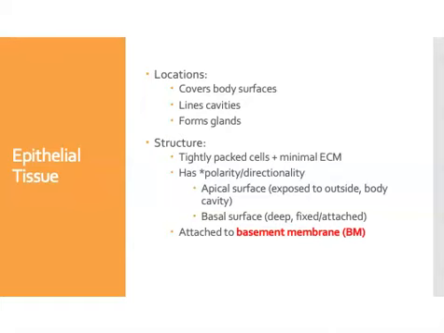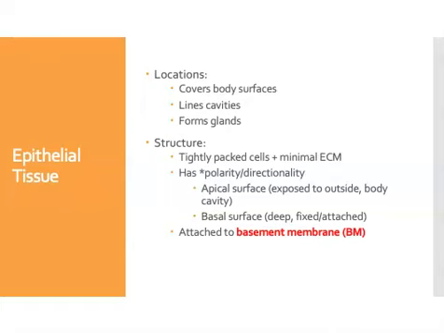So in regards to epithelial tissue, we talk about an apical surface and a basal surface. That's the polarity of this tissue. It has two different surfaces. They look different and they function differently.